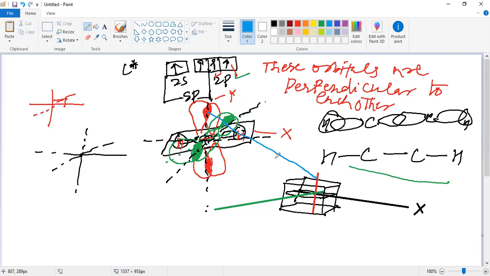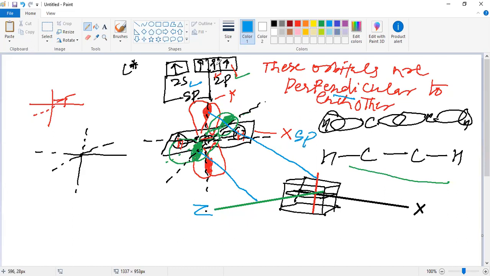See this y-axis, and this is what it represents, the z-axis. This is your z-axis. So in 3 dimensions, you can understand that these orbitals are arranged perpendicular to each other, and as these orbitals are arranged perpendicular to each other, each orbital does the overlap. So these sp hybrid orbitals, they do overlapping into the x-axis.